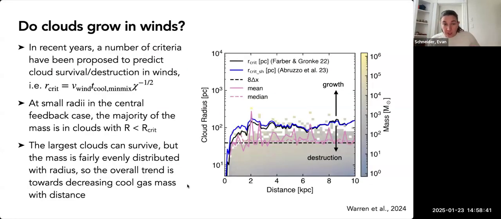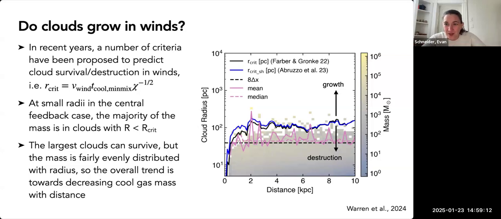All right, one of the reasons I wanted to show these sizes is because it's related to a theoretical question that has been raised in the community in recent years, which is whether or not you could actually create more cool gas in winds. In other words, if you seed a population of cool clouds near the base of an outflow, can you actually grow those clouds as they're moving out by sapping mass from the hot phase? This is a reverse destruction process.